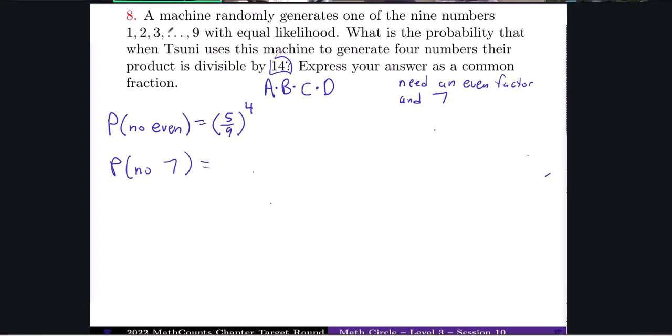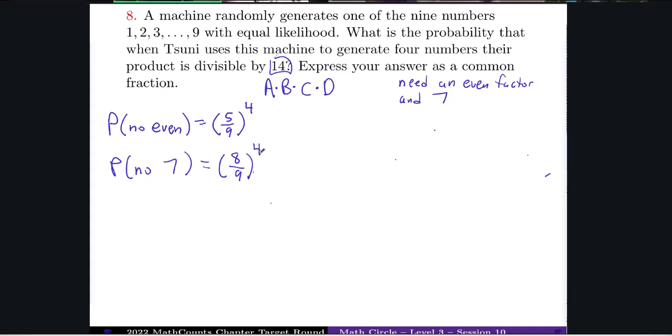Well, in the numbers from 1 through 9, the probability that A is not a 7, well, it could be any of the other 8 numbers out of 9, right? So the probability that A is not a 7 is 8/9. The probability that B is not a 7 is 8/9. C is not a 7 is 8/9. And D is not a 7 is 8/9. So we get 8 over 9 to the 4th power.